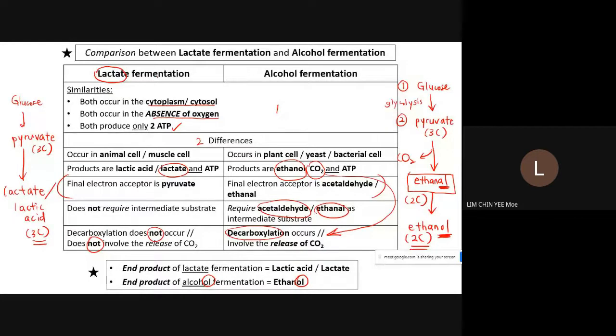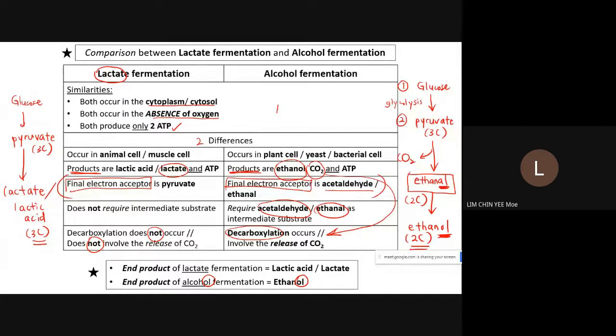Boleh, ini boleh. Lactate fermentation products are lactate and ATP, while alcohol fermentation, the products are ethanol, carbon dioxide, and ATP. Repeat this, please. Lactate fermentation, the final electron acceptor is pyruvate, while alcohol fermentation, the final electron acceptor is acetaldehyde. Repeat again, final electron acceptor.